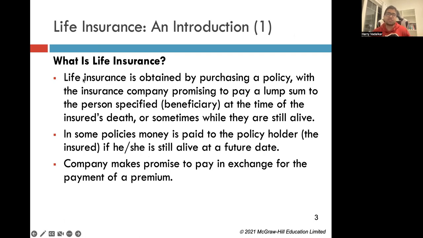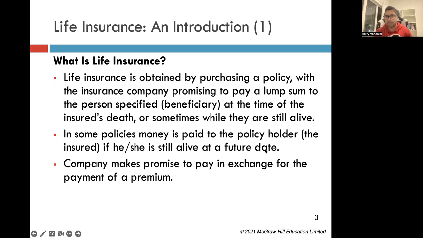So, what is life insurance? Life insurance is obtained by purchasing a policy with a life insurance company, promising to pay a lump sum amount to the beneficiary, that is the family, at the time of the insured's death or sometimes while they are still alive. Especially if it is a universal life policy, then you can get paid even when you're alive. In some policies, money is paid to the policyholder, the insured, if he or she is still alive at a future date. So, this is important.